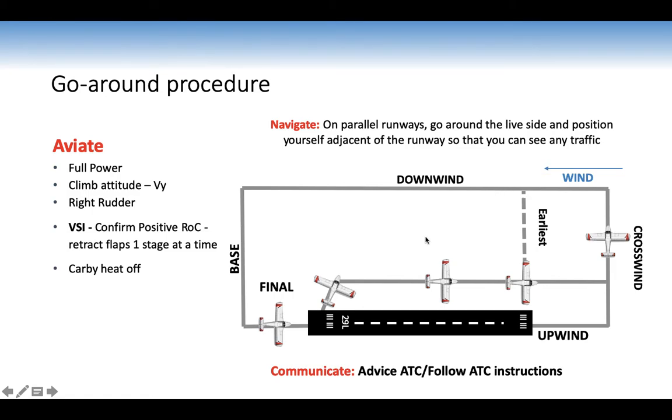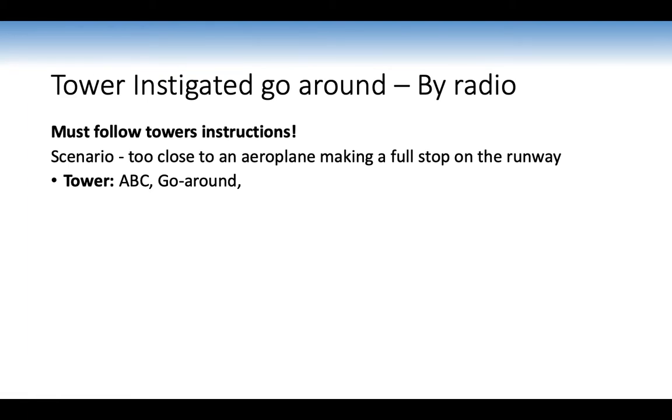On the CTAF, you'd go around on the dead side and then rejoin the circuit. Tower can also tell you to join crosswind now, or if they don't tell you, turn at the end of the upwind leg, and then turn onto crosswind. Then communicate and advise ATC and follow ATC instructions. You must follow the tower instructions. If they tell you to go around, they're the boss, you must go around.